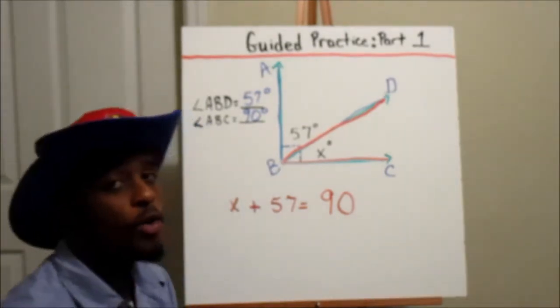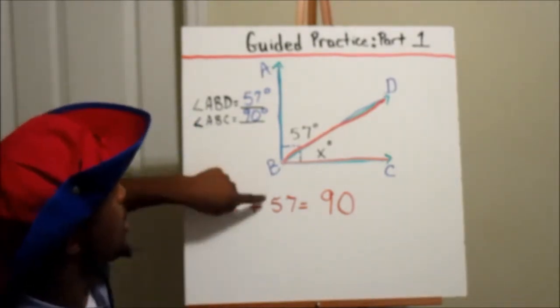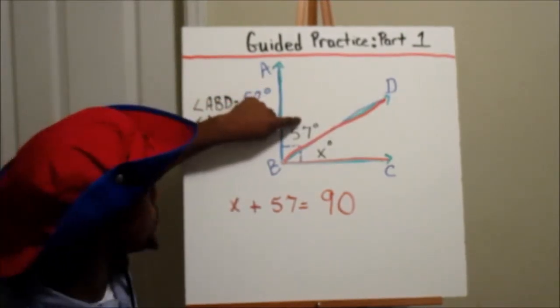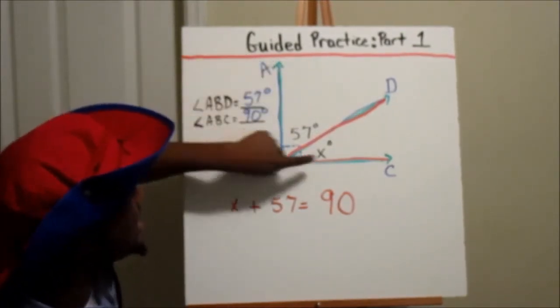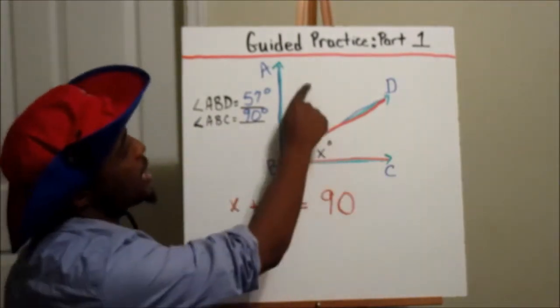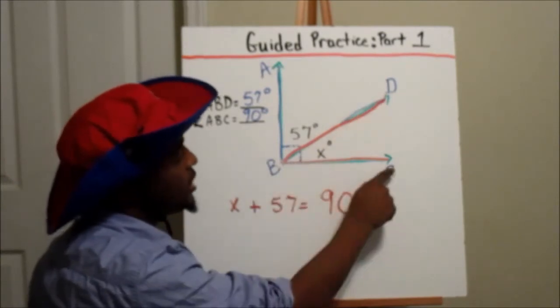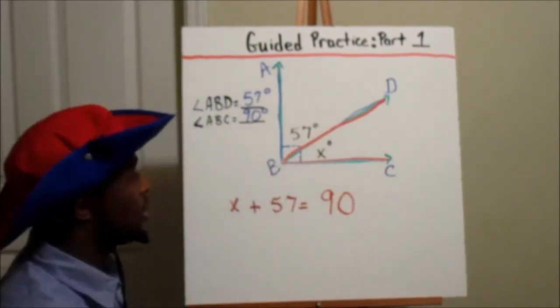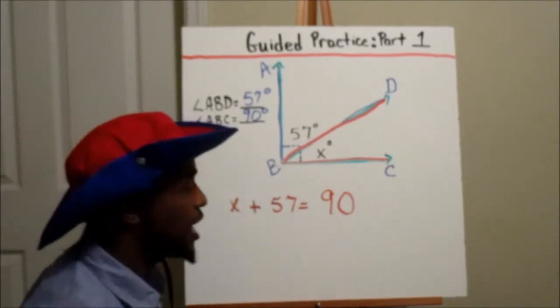Okay? So, let's back it up and let's look at how we got there. Alright? We knew that angle ABD was 57 degrees because the problem told us that. We knew that the entire angle ABC was 90 degrees. It was a right angle. Alright? And then we determined that ABD and DBC, if I add those two angles together, I will get the entire 90 degrees. Alright? So if I add X plus the 57, I'll equal 90 degrees.